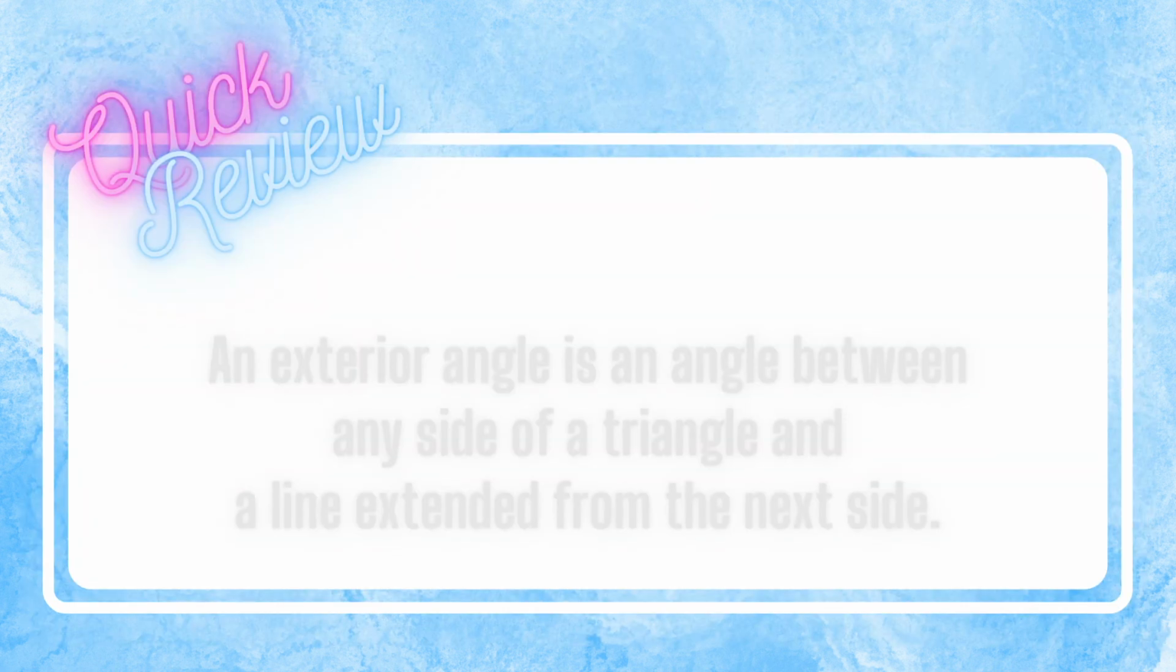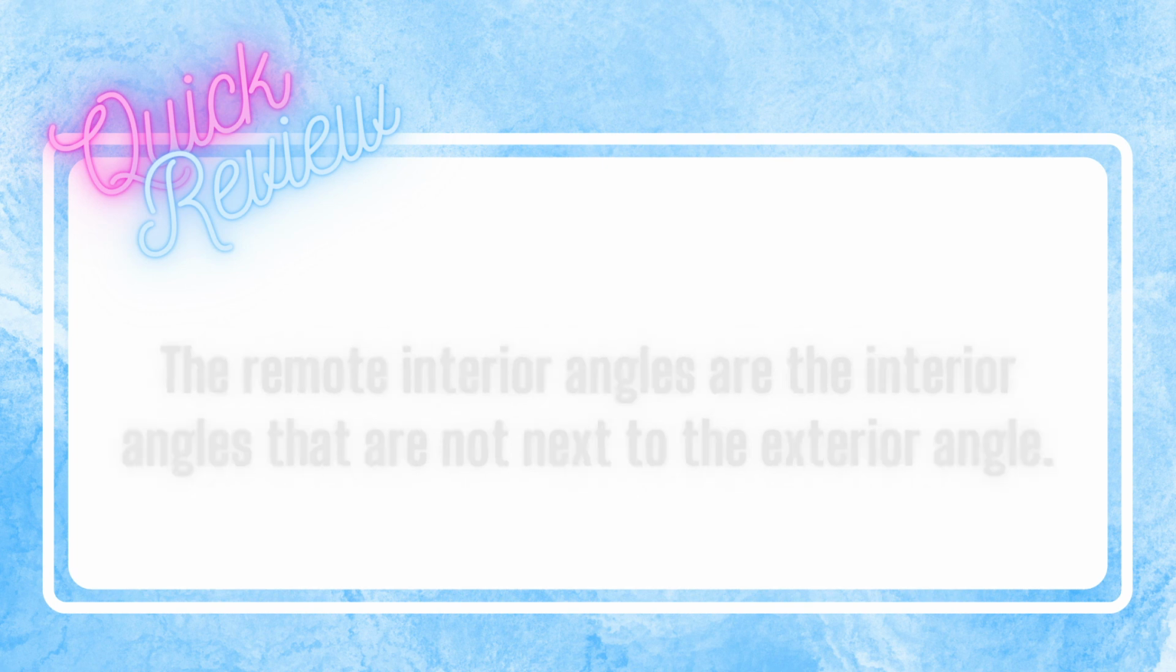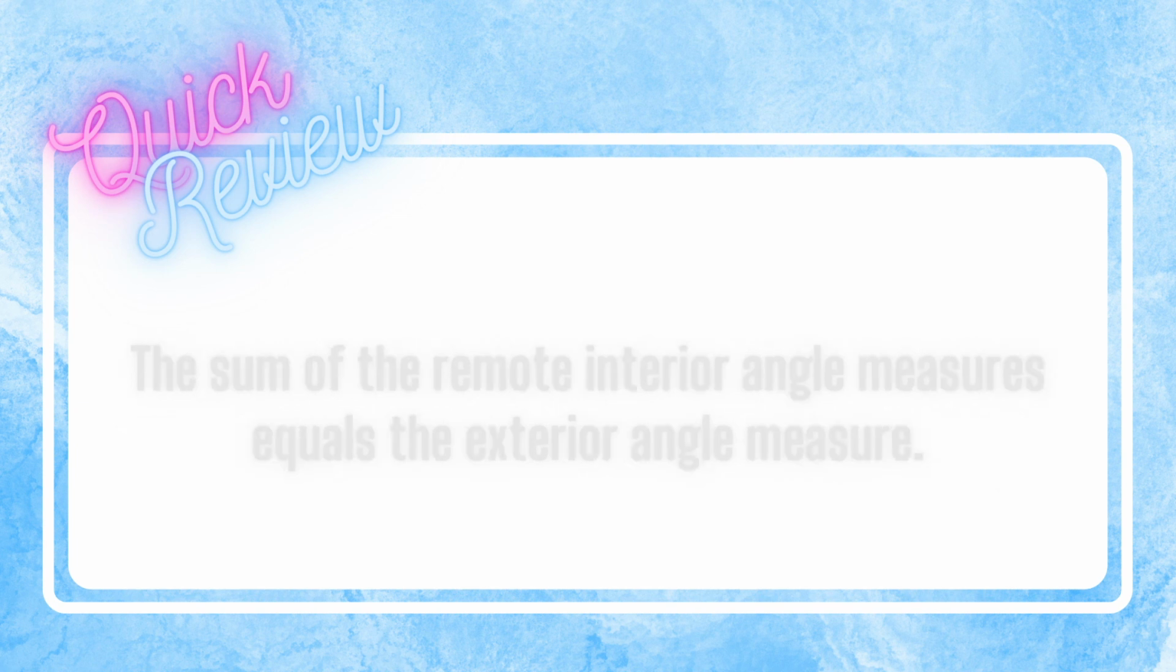Here's a quick review for today. An exterior angle is an angle between any side of a triangle and a line extended from the next side. The remote interior angles are the interior angles that are not next to the exterior angle. And the exterior angle theorem states that the sum of the remote interior angle measures equals the exterior angle measure.